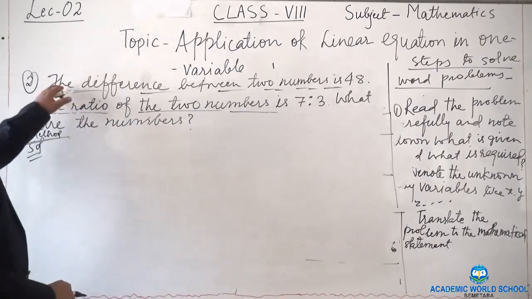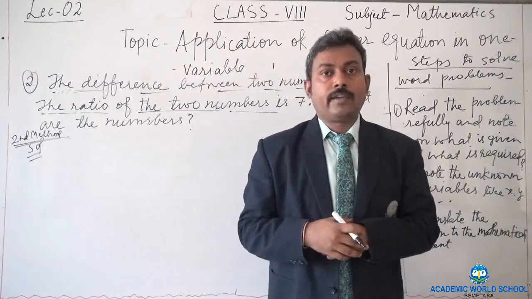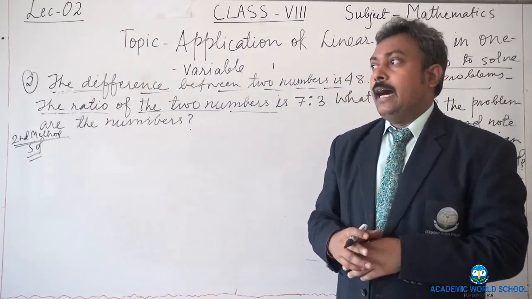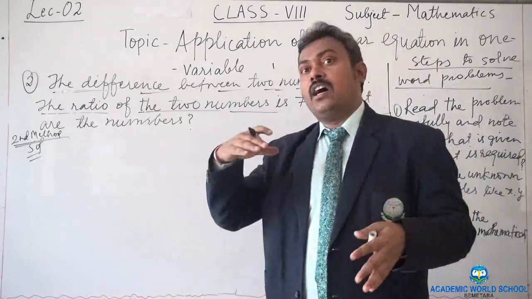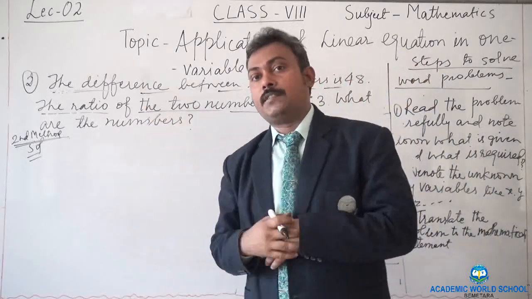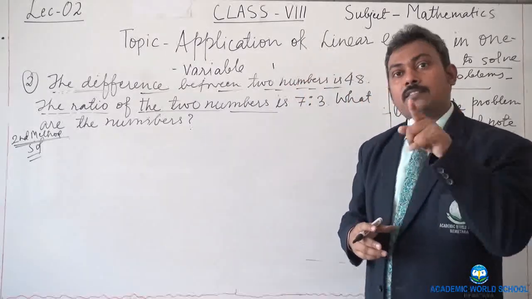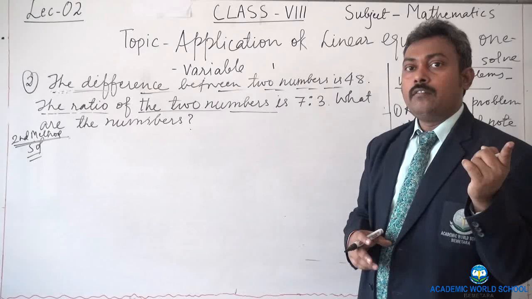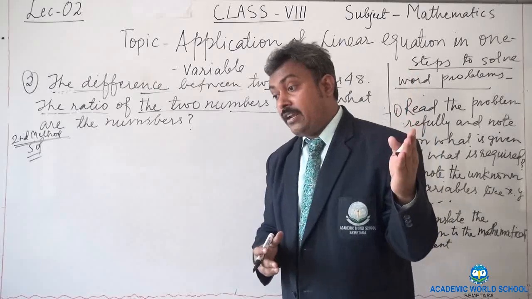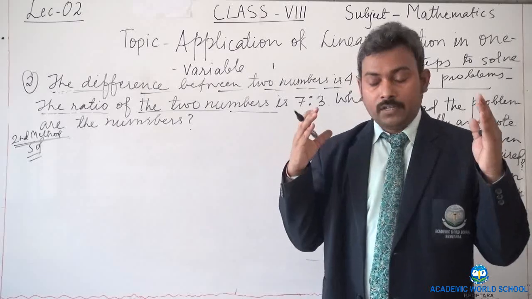Now, if you read this one, the difference between two numbers is 48. Suppose I tell you one number is 10, and the difference between 10 and the other number is 48. So what should be the other number? Yes, 10 plus 48. In 10 you need to add 48, so we'll get 58. So 10 and 58 are the two numbers whose difference would be 48.